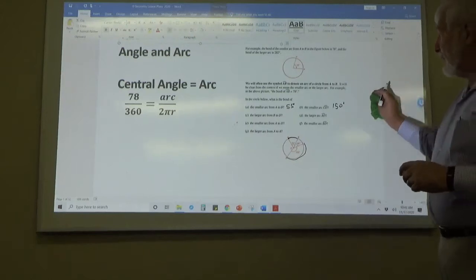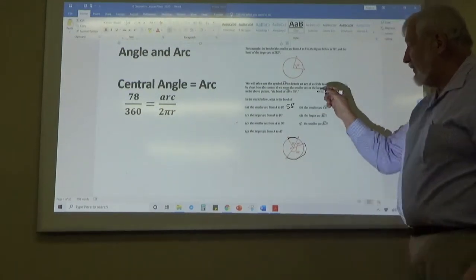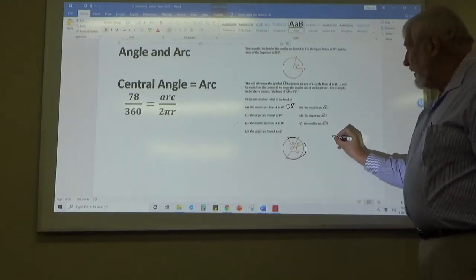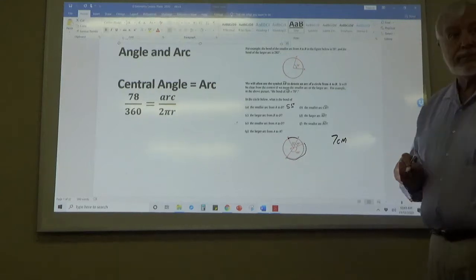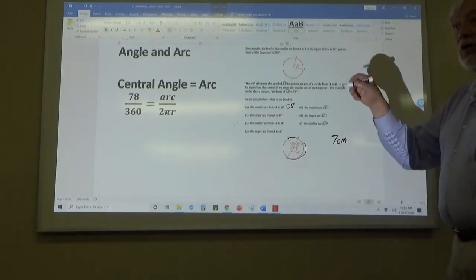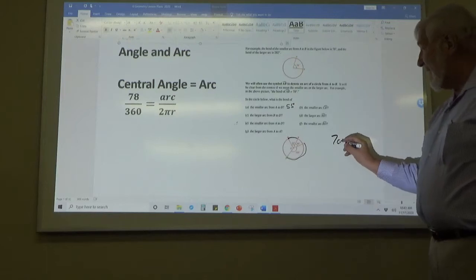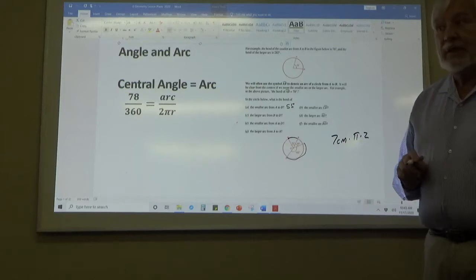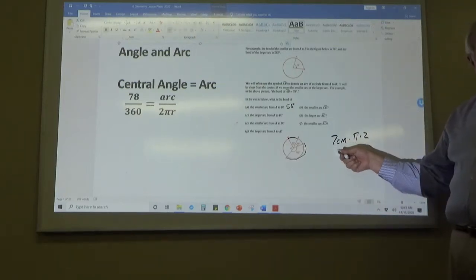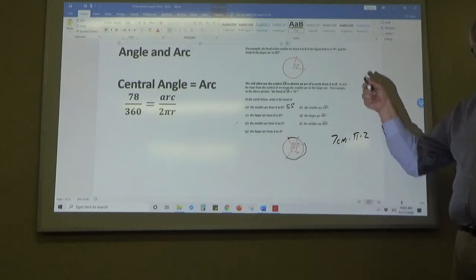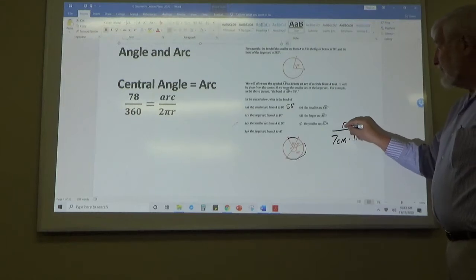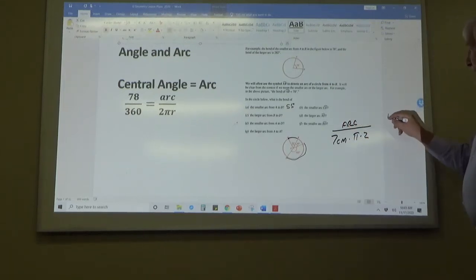Okay, if we wanted to go a step farther, now let's go back to this one that's 55. Let's say that the radius of this circle is 7 centimeters. Right? Now, all the way around would be 7 times pi times 2. Right? Because 2 pi r is the circumference of the circle. That's chapter 9. Right? So therefore, if I compare this to the arc, it's the same as comparing 150 degrees to 360.